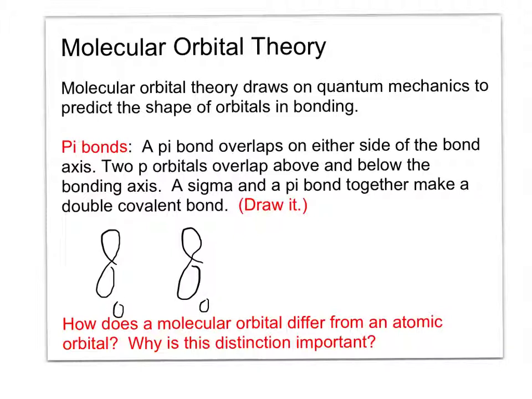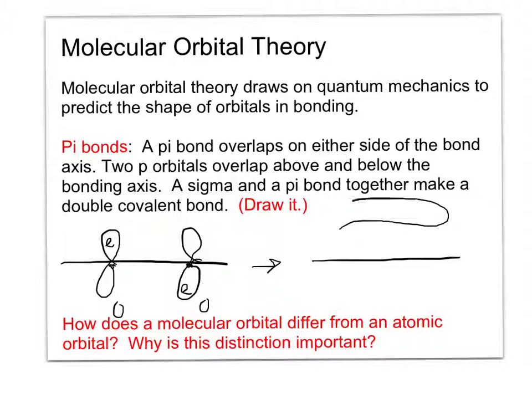Okay, so these are p orbitals of an oxygen atom. Each one has one electron in it. Okay, the nuclei are right here on the bonding axis. When these bonding orbitals are formed, instead of being symmetrical over the bond axis like we saw before, they make these blobs above and below the bonding axis. Okay, so here's the nuclei of one oxygen and of the other. And then the electrons can inhabit either one of these two blobs.